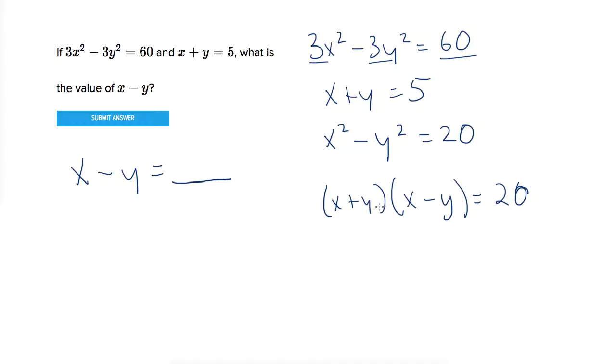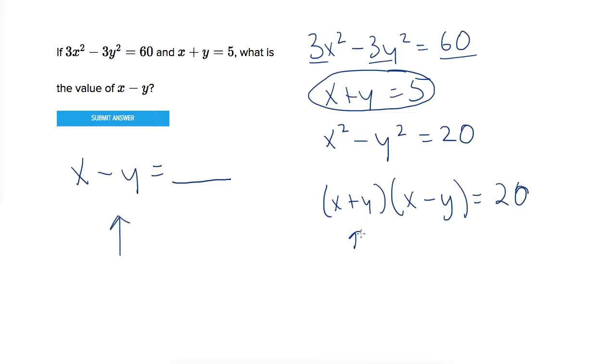Now, what a lot of students would be tempted by here is to go through and try to solve for x and y. But remember what you're solving for. You're solving for x minus y. Well, we already have x plus y right here. It's 5. So we can substitute that in for this.